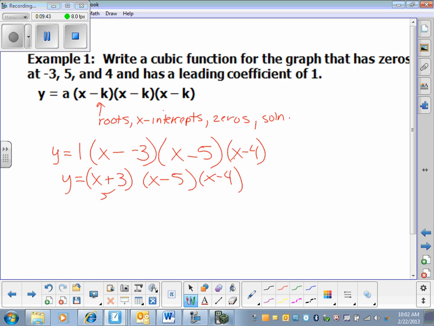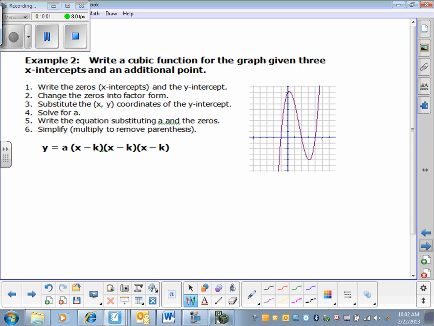So that's one way of doing it. Could I multiply that out and get standard form? Yeah, I could, but you don't have to. If you want to, you can. That's extra work, and lots of room to make errors there. All right. The next thing is taking a picture.